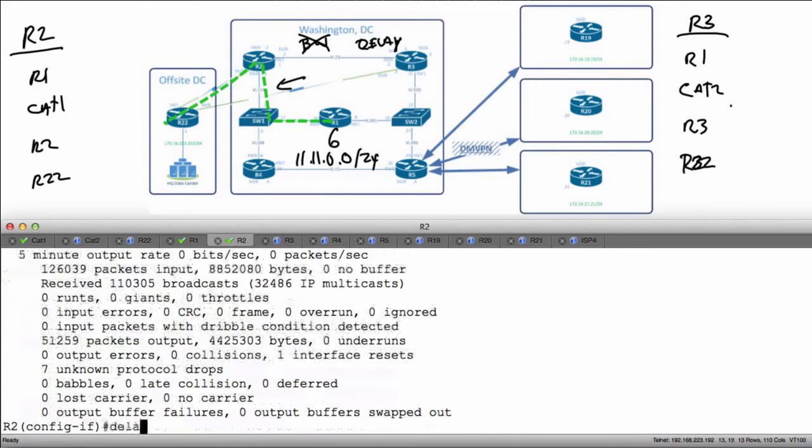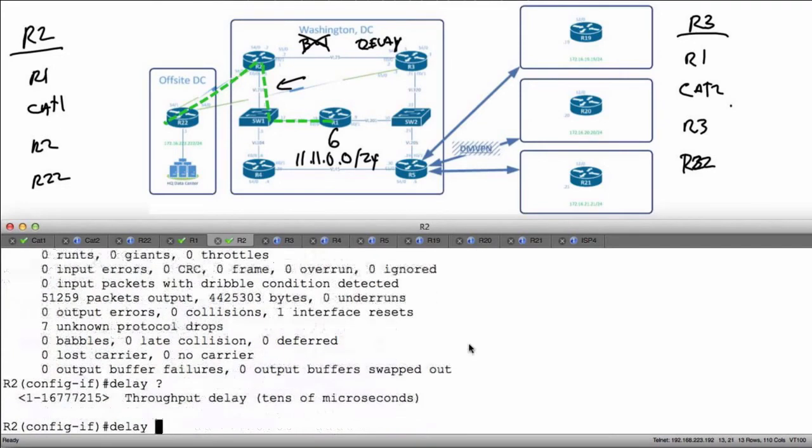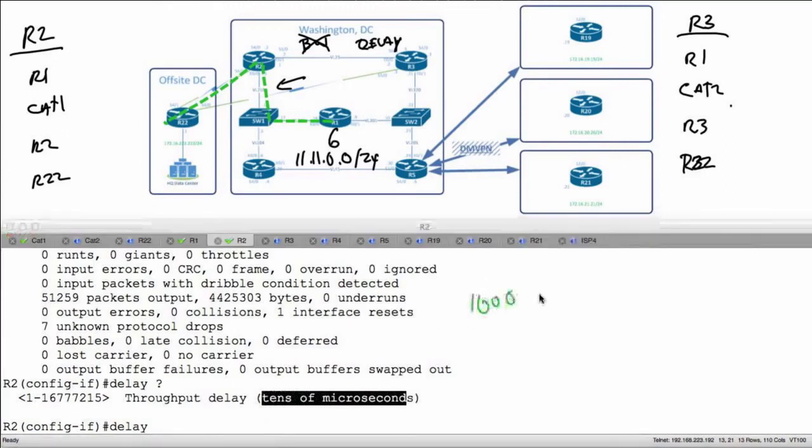Now I'm going to change this value here. I'm going to say delay. And I'm going to enter this through, but remember I need to put it in tens of microseconds. So right now we know it's 1,000 microseconds. If I put it in tens of microseconds, I just remove a zero. Now I want to change this. I want it to be 2,000.